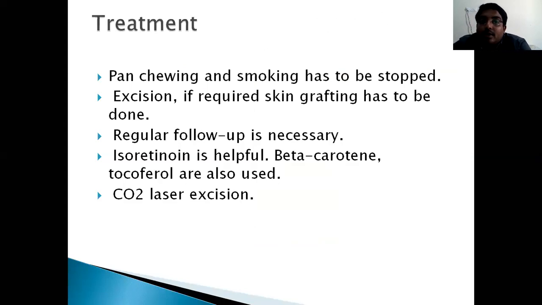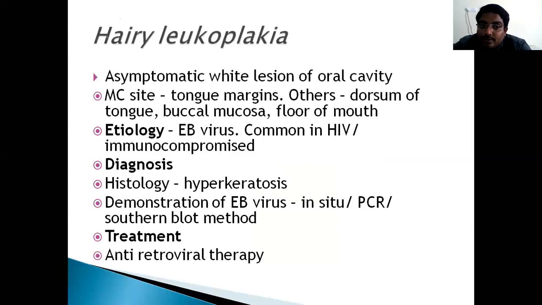The treatment. First, stop the causes. What are the causes? Pan chewing and smoking have to be stopped. Excision, if required, skin grafting has to be done, and regular follow-up is necessary. And isotretinoin is helpful, and beta carotene and tocopherol are also useful, along with carbon dioxide laser excision.